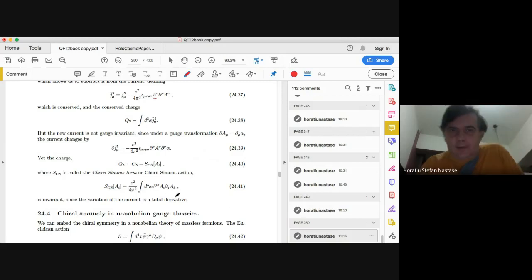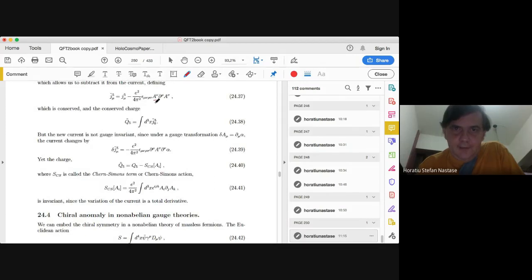So the redefined charge is the original charge minus the Chern-Simons term, but it's invariant because this variation of the current is a total derivative. So this δj̃^μ_5 is a total derivative because I can pull off ∂_ν and pull it here.